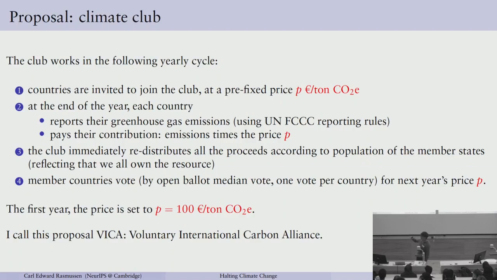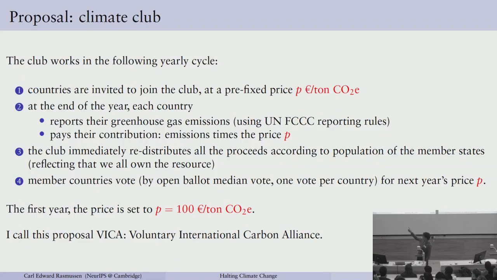So on the yearly cycle, first of all, every country has to decide to join the club or not. And the club has a price which is associated with emitting a ton of CO2, and the price here is called P, right? And the price P is set before we start. In the first year, I'll have to preset it, but I'll explain how the price gets set in the future. So anyway, there's a price P, and every country has to decide, are we going to join the club at that price P? Okay, and then at the end of the year, each country has to report how many greenhouse gas emissions they have had, and we can use the UNFCCC reporting system. That's a system that has been developed under the Paris Agreement, so that's actually a good thing that we can borrow and lean on.